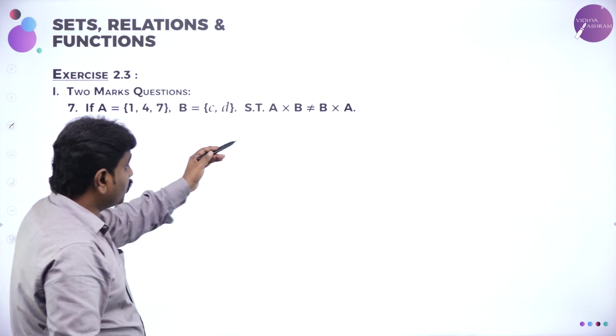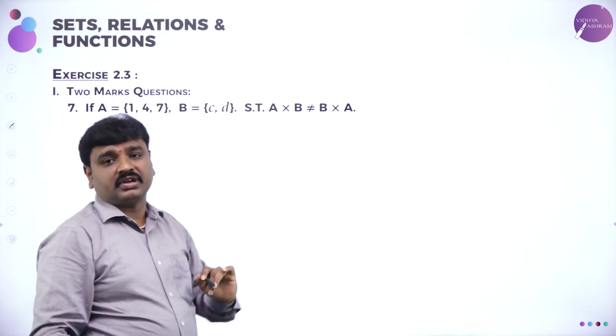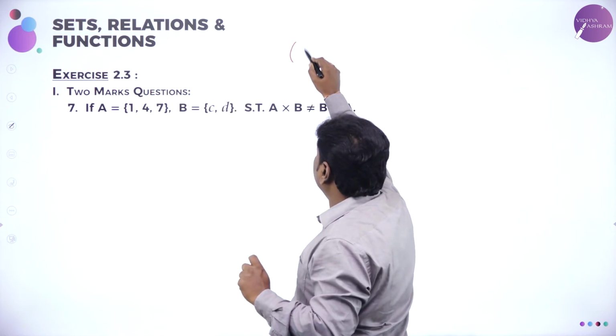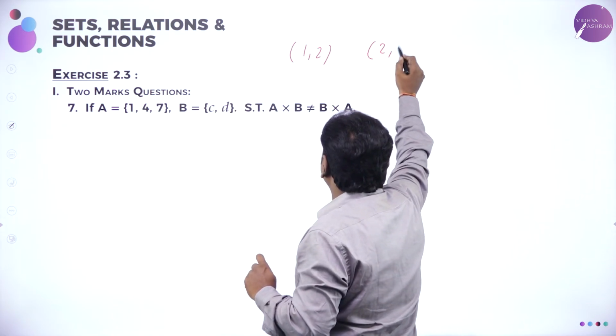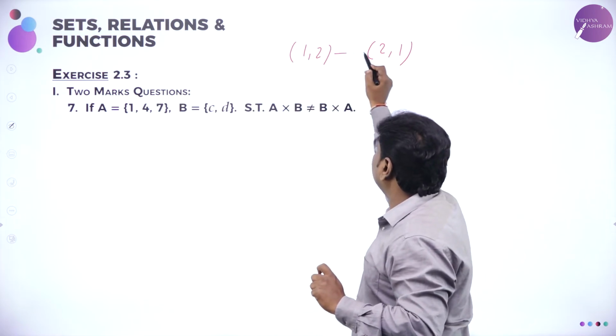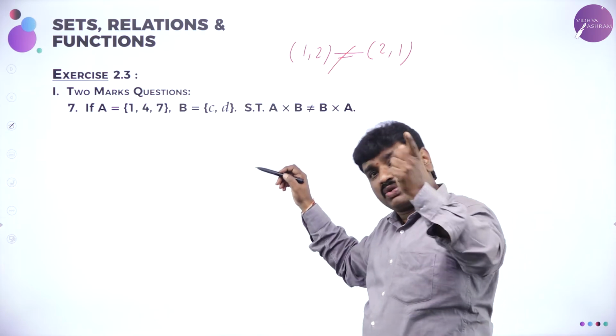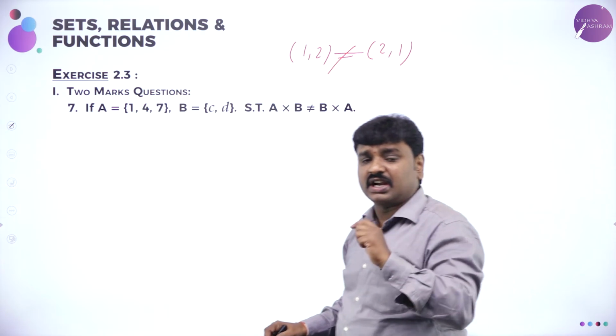Similarly, you should prove A cross B is not equal to B cross A. My dear students, very important, you should know: ordered pairs, suppose I take (1,2) and (2,1), they are not the same. (1,2) is not equal to (2,1). When can you say ordered pairs are the same? First element should be equal to first and second should be equal to second. Then we say ordered pairs are the same.